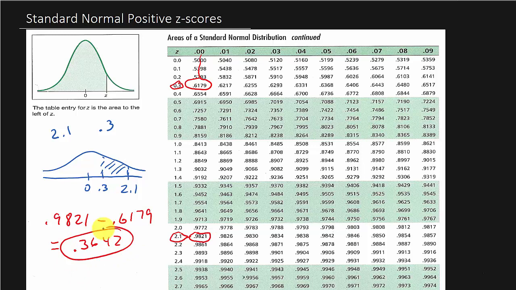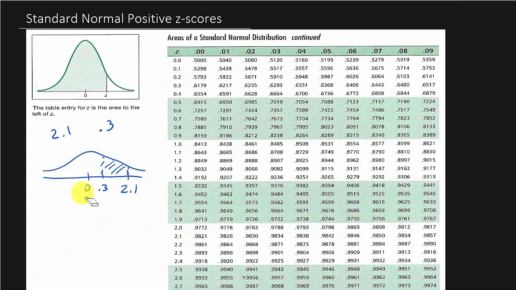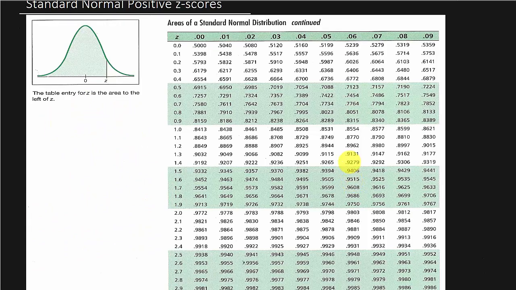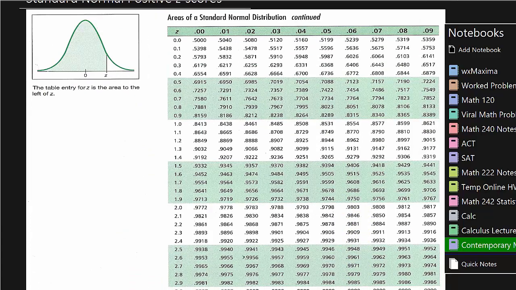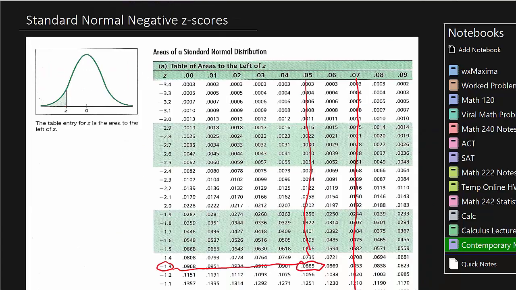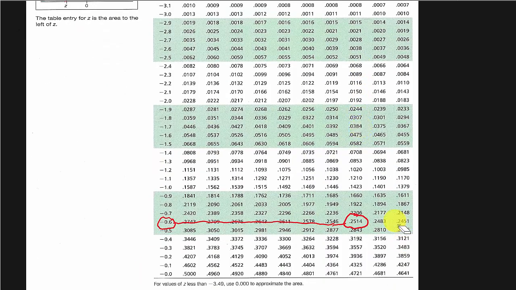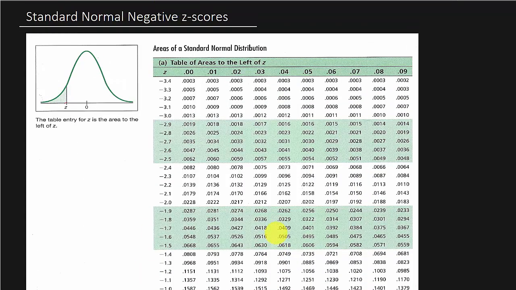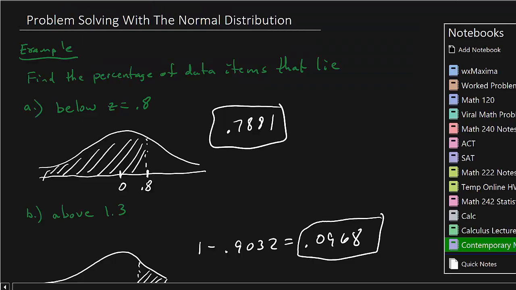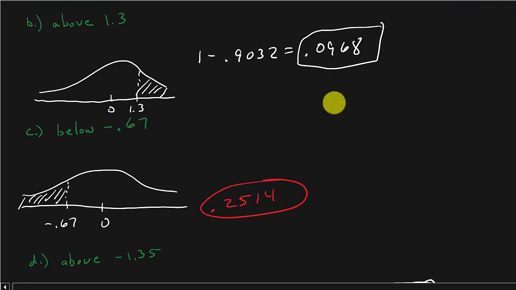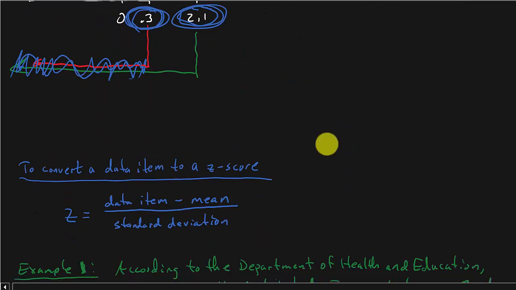Okay, so hopefully you understand how to look these up. If you understand how to look these up, then the problems that we're going to be working are easy to do. The only thing is they give us the data item, and then we have to convert it to a z-score or a z-value, and then look it up in the table, and that's really all we're doing. So let's go ahead and get started on the application problems.